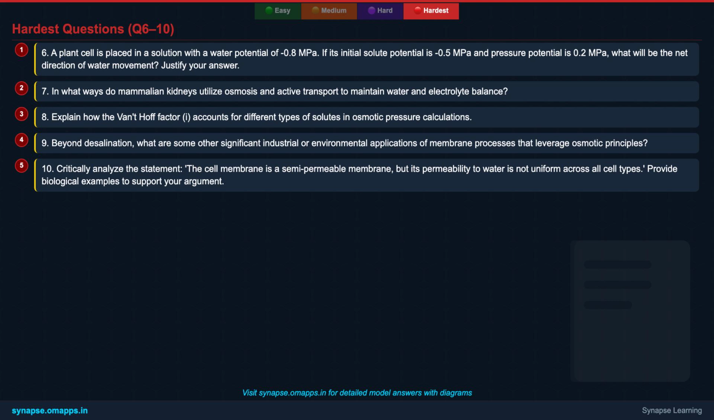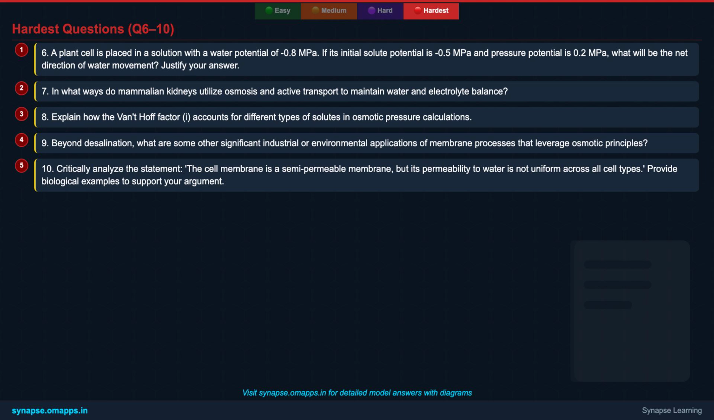9. What are some significant industrial applications of membrane processes beyond desalination that leverage osmotic principles? And 10. Critically analyze the statement: the cell membrane is semi-permeable, but its permeability to water is not uniform across all cell types. Support your argument with biological examples.